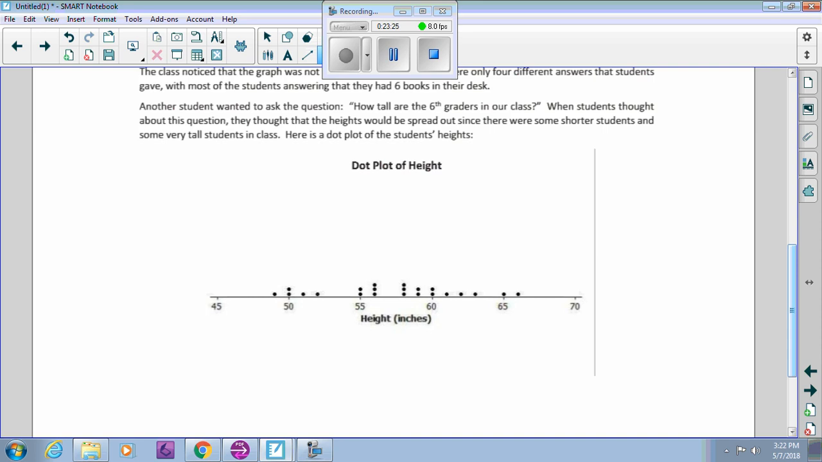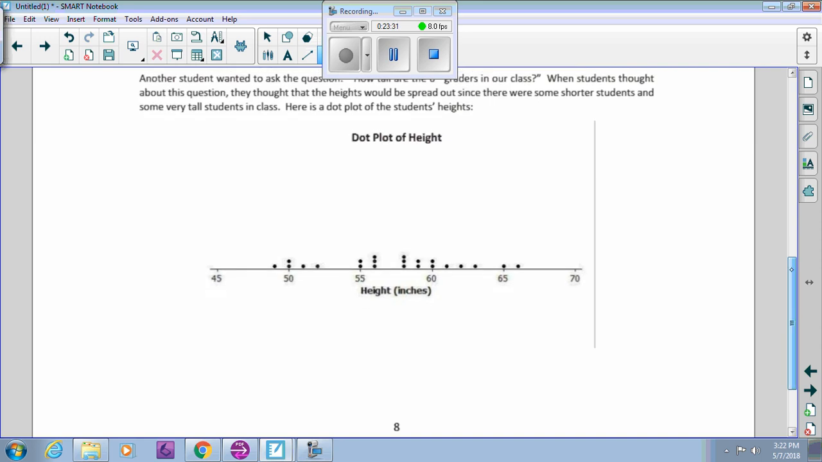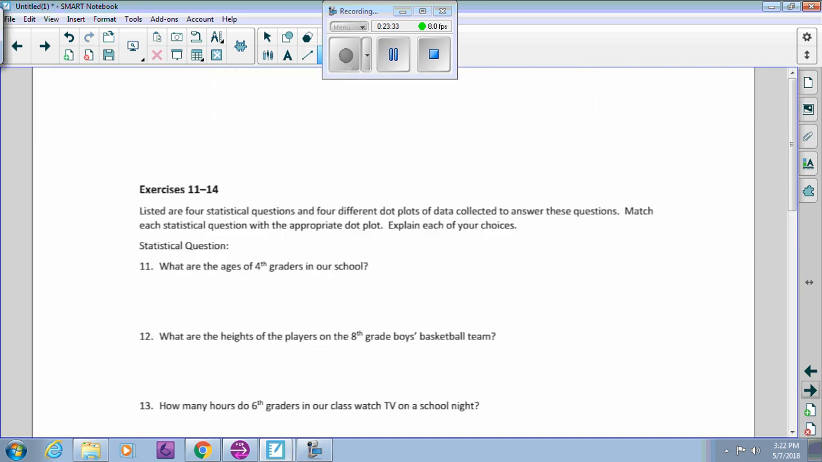So we've got somebody who is like 49 inches tall all the way up to 66 inches tall in this class. All right, let's see. Listed are 4 statistical questions and 4 different dot plots of data collected to answer these questions. Match each statistical question with the appropriate dot plot. Explain each of your choices.